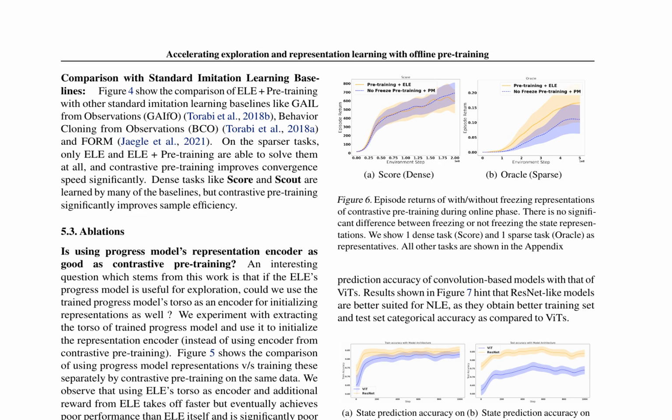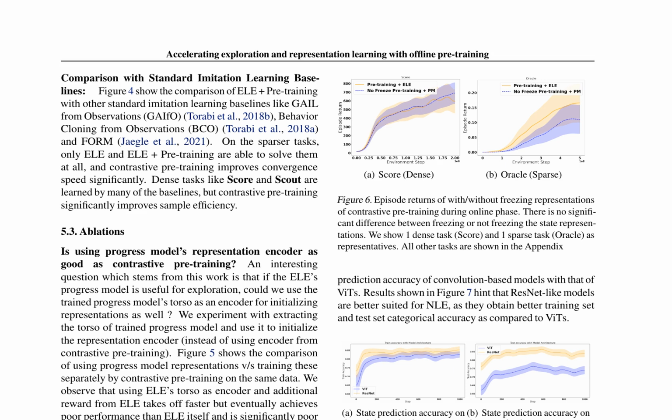GAIFO, behavior cloning from observations, BCO, and FORM. The results, presented in Figure 4, demonstrate that ELE plus pre-training significantly improves convergence speed on sparse tasks, with only ELE and ELE plus pre-training able to solve them. On dense tasks, such as score and scout, many baselines learn the tasks, but contrastive pre-training significantly improves sample efficiency.